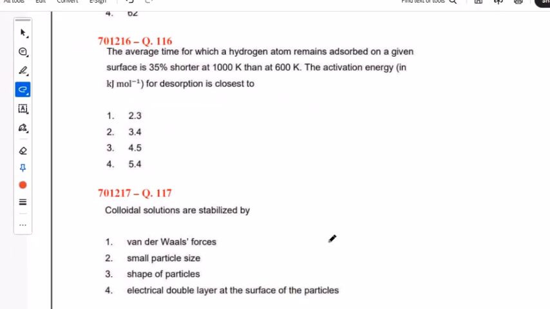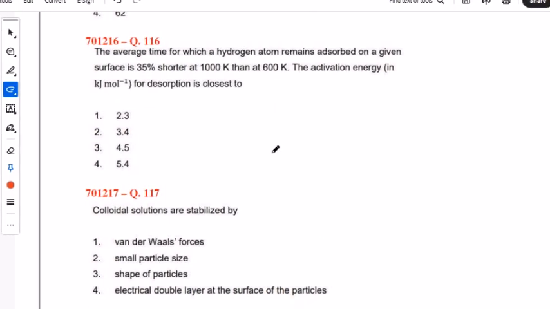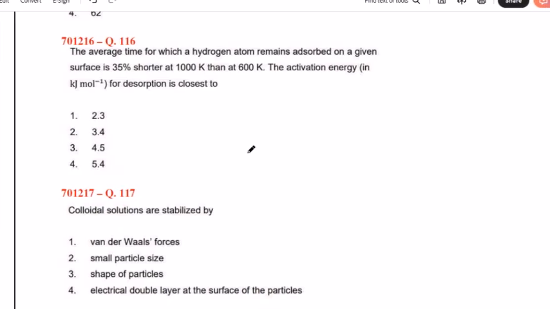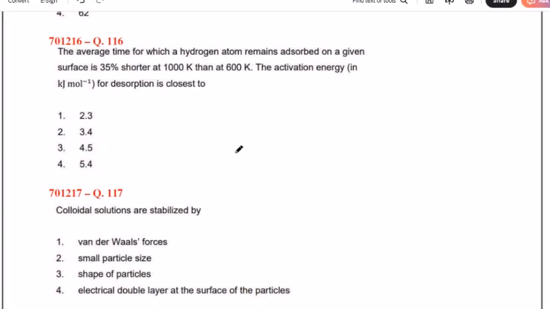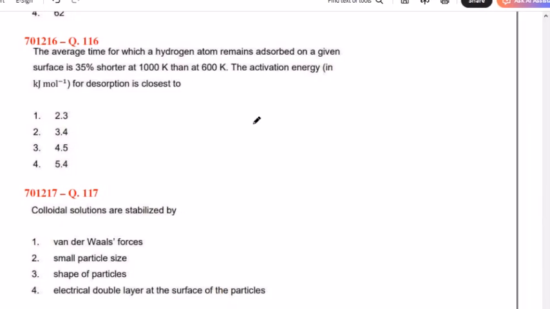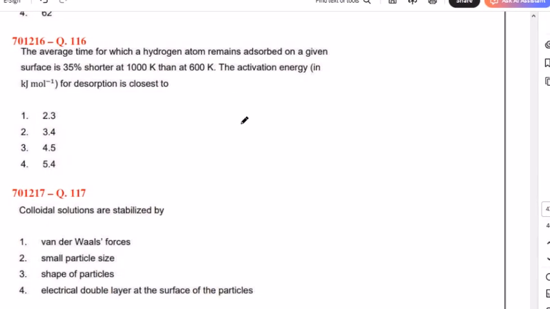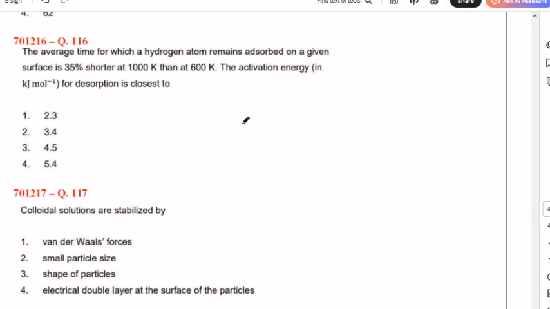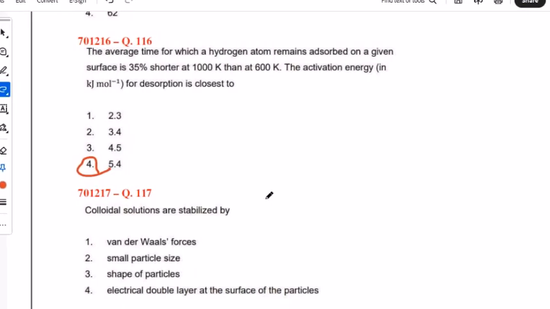Next, question number 116. The average time for which a hydrogen atom remains adsorbed on a given surface is 35% shorter at 1000 K than at 600 K. The activation energy in kilojoules per mole for desorption is closest to 5.4. Option number 4 is correct option, friends.